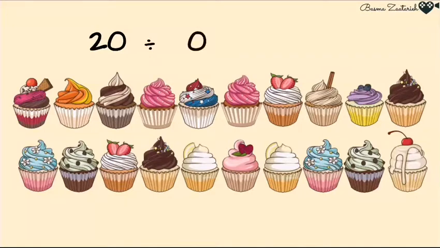Now, to find the answer, do you know how much each person or individual will take? I don't know because I don't have any people. So the answer is not clear. I'm going to write it undefined. Undefined means not clear. So the answer here is not clear. So you don't have to write any number here, just undefined or not clear.